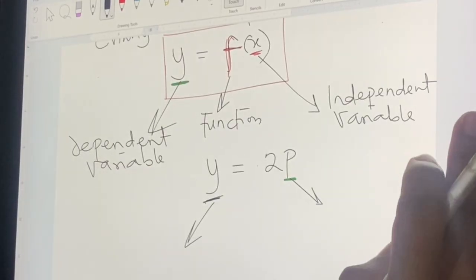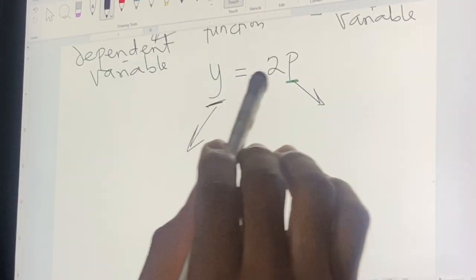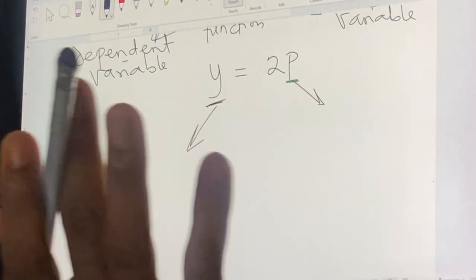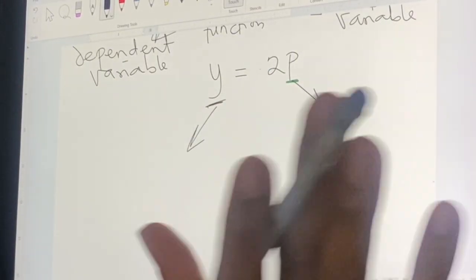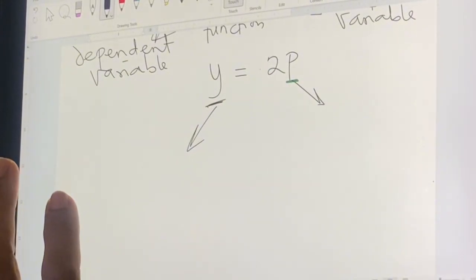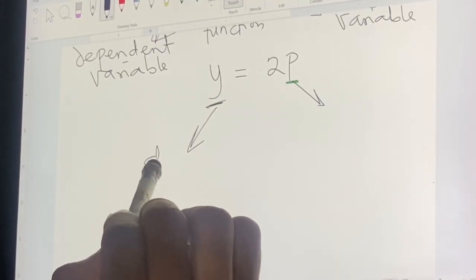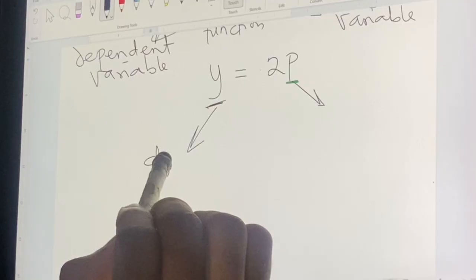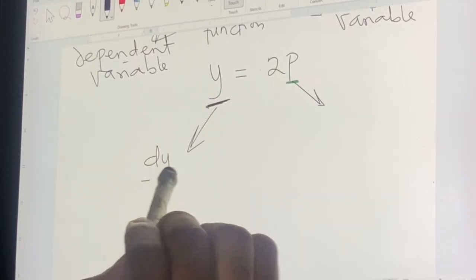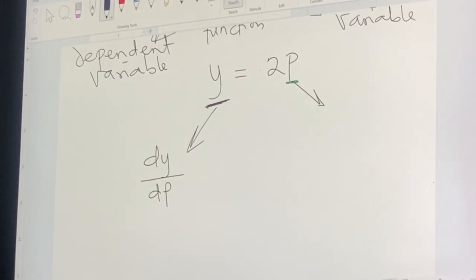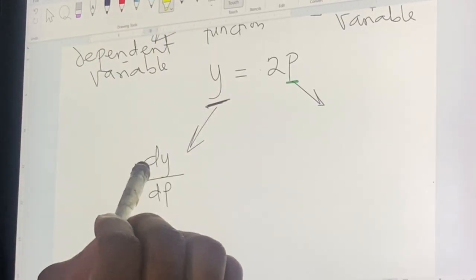So if I have something like y equal to 2p, how do I represent my derivative? Not to differentiate. To differentiate is different from representing the derivative form. To represent the derivative form here, this is going to be dy, that is change in dependent, over dp, that is change in independent. Remember, the d here simply means change.